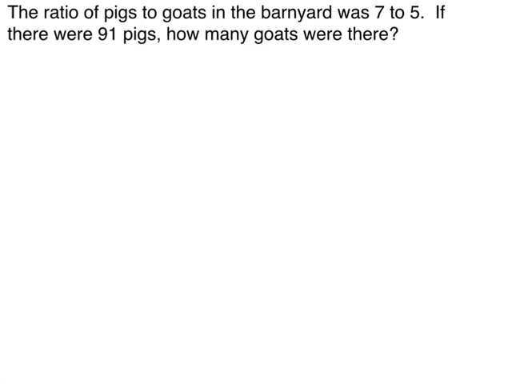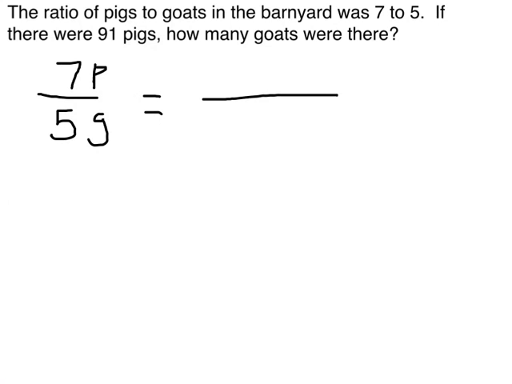Okay, so let's work a few of these word problems that have ratios in them and see how we get that done. It's not very hard at all. All right, the first one says the ratio of pigs to goats in the barnyard was 7 to 5. If there were 91 pigs, how many goats were there? All right, so to set that up as a ratio, we're going to say 7 to 5, and that is 7 pigs to 5 goats. All right, equals, now we're going to keep pigs on top and goats on bottom, and we know that there's 91 pigs, but there are X number of goats.